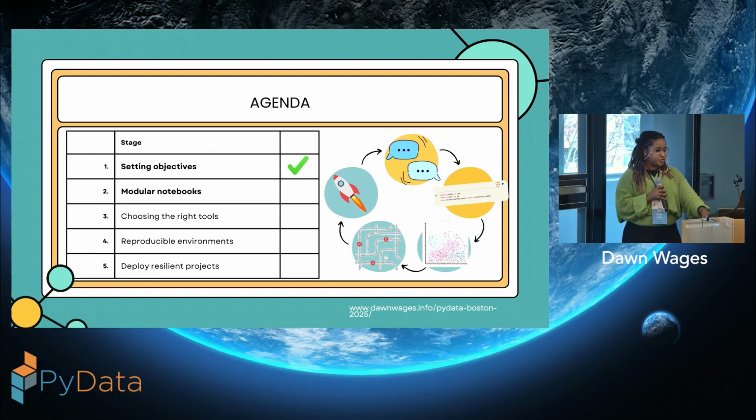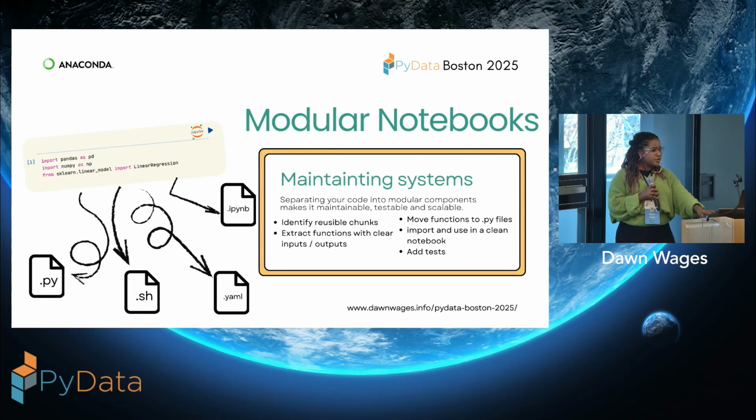Next, we'll get into modular notebooks. So this is kind of the nuts and bolts of how to do it. You'll want to identify reusable chunks in your notebook and extract functions with clear inputs and outputs. One of my favorite parts of understanding inputs and outputs is you get to understand the boundaries of each of these closed systems that you end up building, and then you can have an interoperability layer.